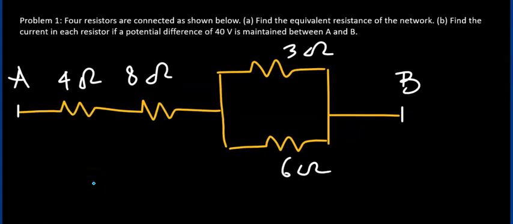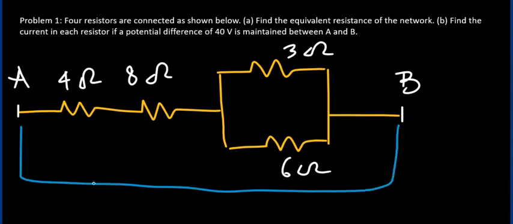Let's look at the following problem. 4 resistors are connected as shown below: 4 ohms, 8 ohms, 3 ohms, and 6 ohms. Find the equivalent resistance of this network and the current through each resistor if the potential difference across points A and B is 40 volts.